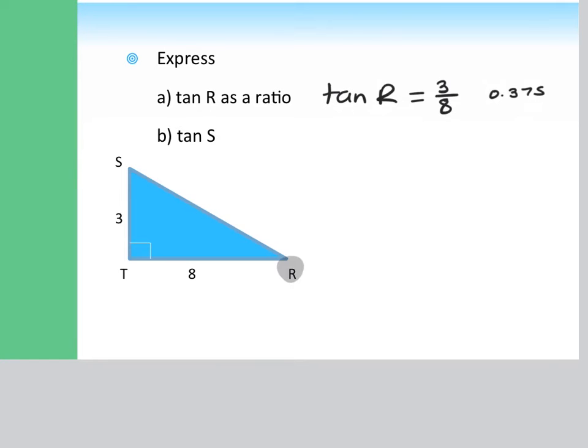So you will see times where it says express it as a ratio, and it means this, and then it will say find it as a decimal, and it means this. So what's the tangent of S? 8 over 3. Good, 8 over 3. And again, if it had said as a decimal rounded, I would divide 8 by 3, and it's 2.666 repeated. If it said to round to 4, I think that's what the homework says, it would be 2.6667. Still good? Yes? Everybody's okay?